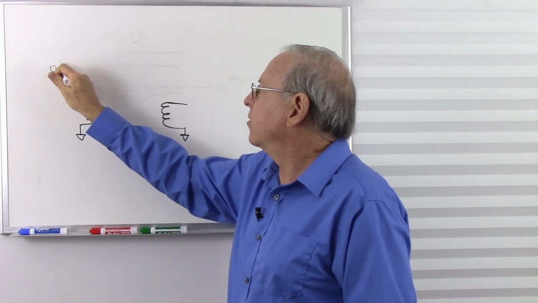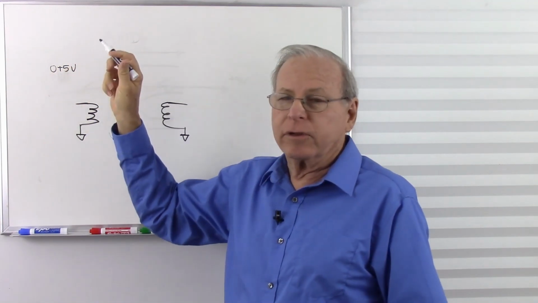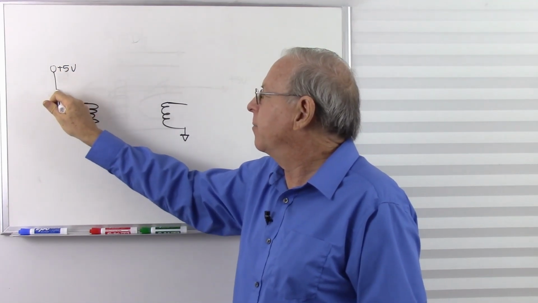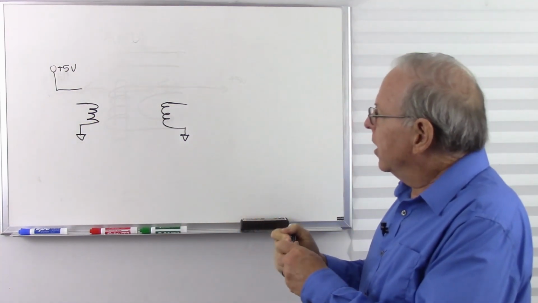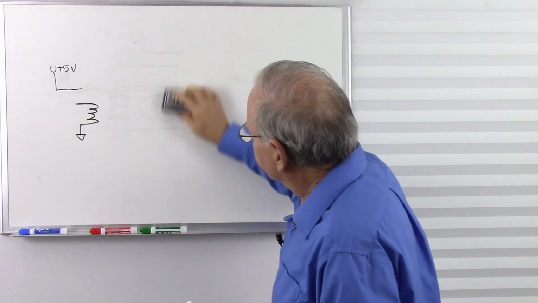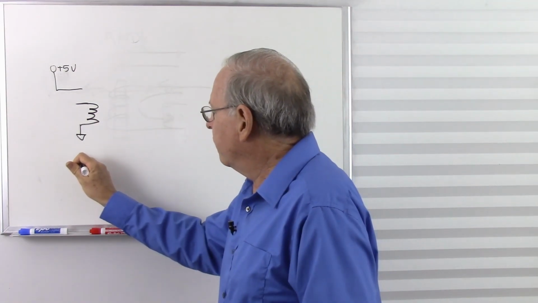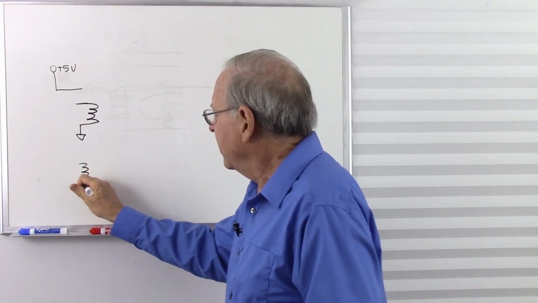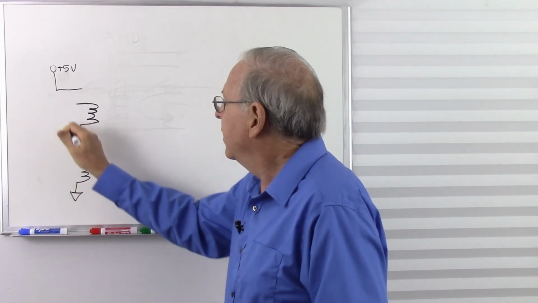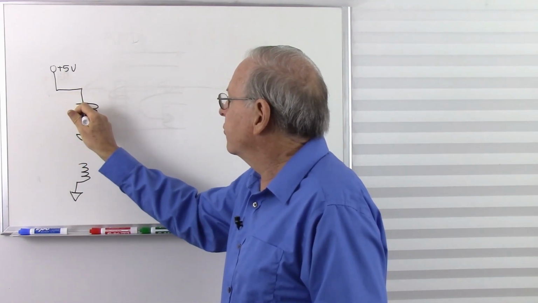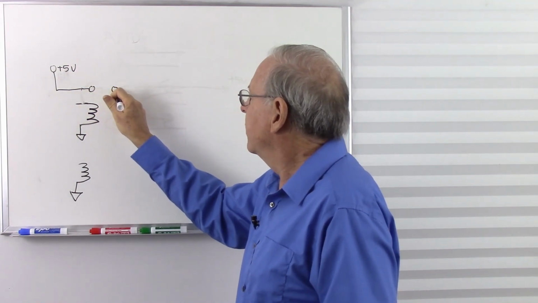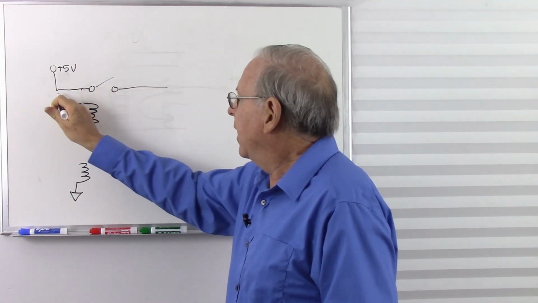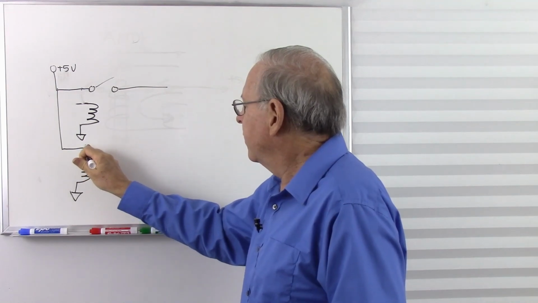Here's my plus 5 volts. I can use any voltage, but plus 5 is a practical one. And what I'm going to do, I'm going to draw this just a little differently. Let's put my other relay down here because I can. Here's one switch here, and the other switch will be here.